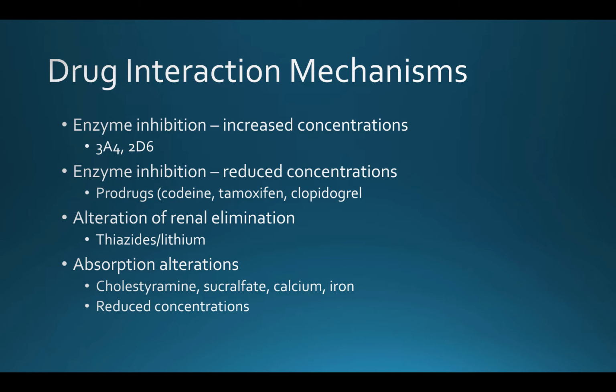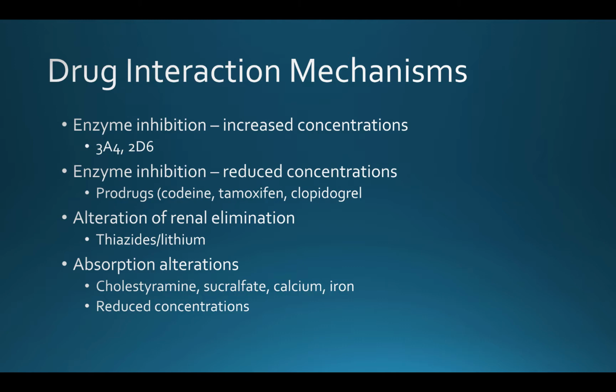Drug interactions. This is something that you definitely should know inside and out. You will be asked this. Enzyme inhibition in general will lead to increased concentrations of a medication. Classic examples of enzyme inhibitors via 3A4, 2D6 will increase drugs that are metabolized by that enzyme.